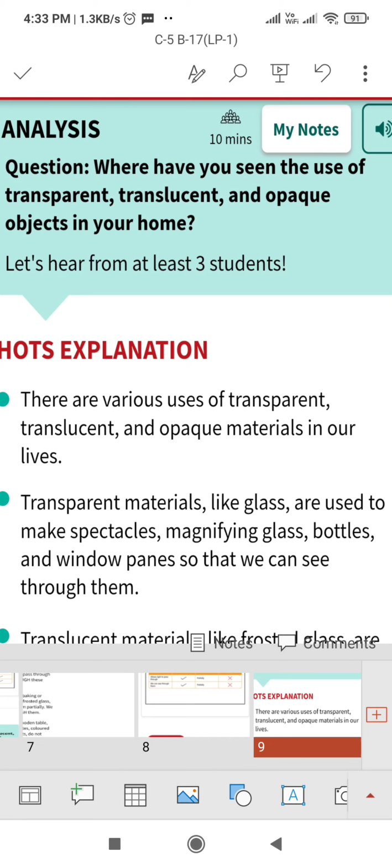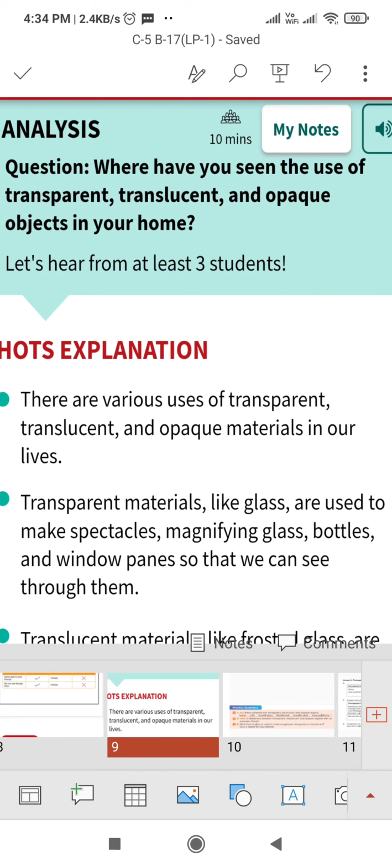Now let's discuss the higher order thinking question. Where have you seen the use of transparent, translucent and opaque objects in the home? So you can give various examples. Here I am going to discuss transparent material, glass, that is used to make spectacles, magnifying glass, bottles and window panes, and we can see through them, and they also allow light to pass through them.